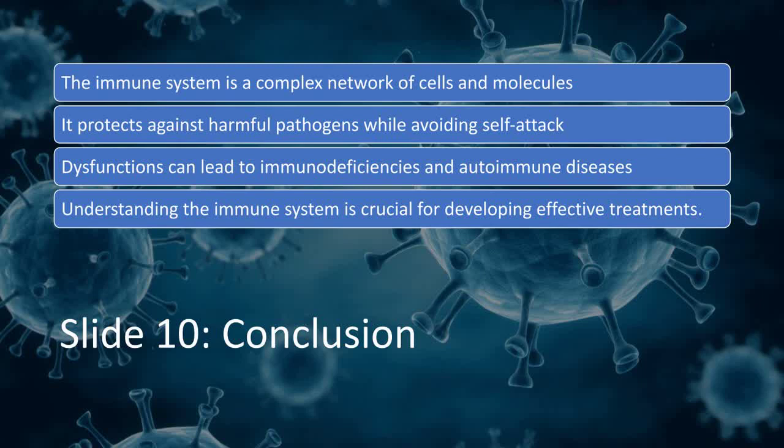Understanding the immune system is crucial for developing effective treatments for various conditions, including infectious diseases, cancer, immunodeficiencies, and autoimmune diseases. As we continue to learn more about the immune system and its role in health and disease, we can work towards developing more targeted and personalized treatments that can improve outcomes for patients. Thank you for your attention, and we hope that this presentation has provided you with a better understanding of the immune system and its importance.